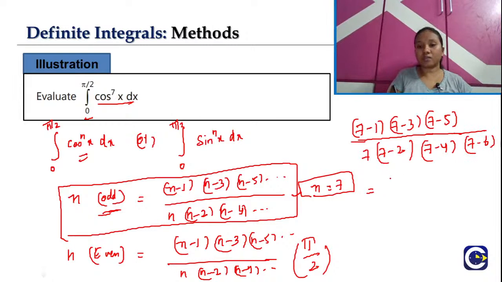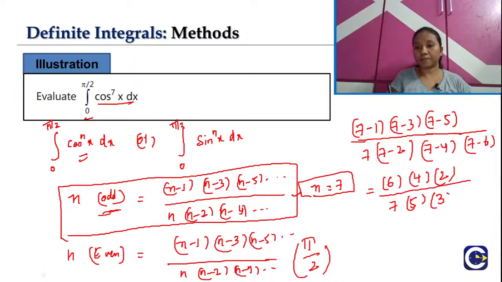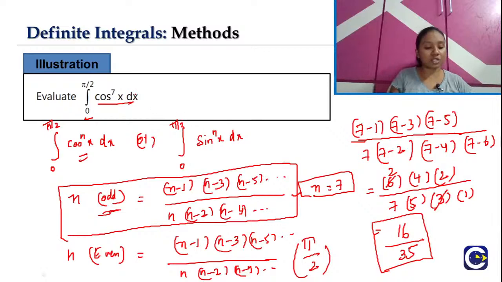So 7 minus 1 will be 6, 7 minus 3 will be 4, 7 minus 5 will be 2. And in the denominator 7, 7 minus 2 will be 5, 7 minus 4 will be 3, 7 minus 6 will be 1. So here 3, this will cancel 2 times. If we multiply, 4 2s are 8, 16 in the numerator as well as 7 into 5, 35 in the denominator. So the definite integral value which we are having here is nothing but equal to 16 by 35. That's the integral value here.